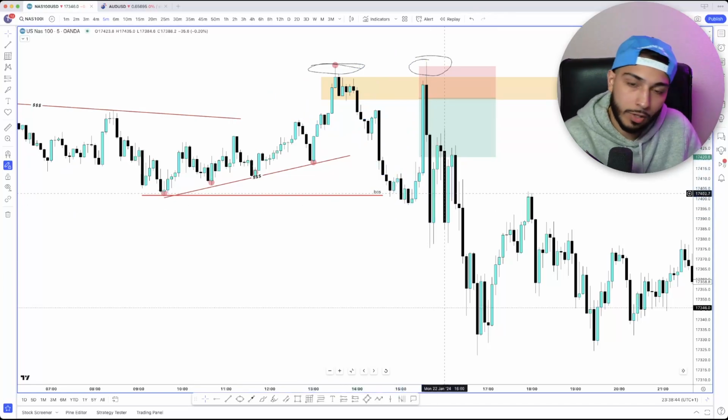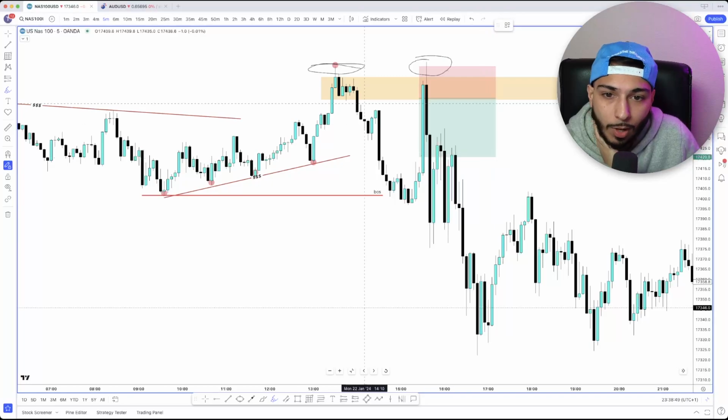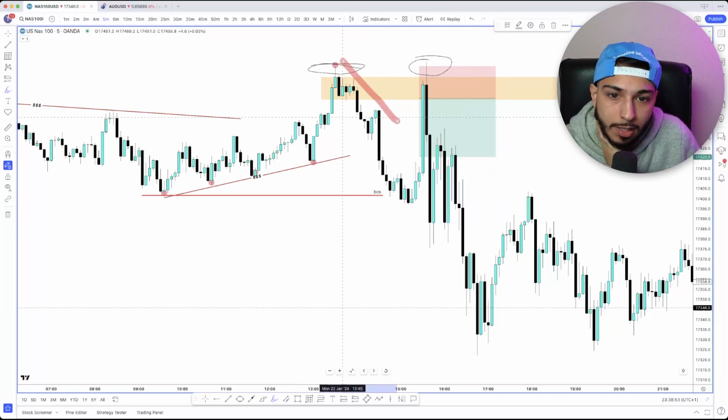Now, a better way to trade and understand these moves is very simple: being patient. And now what I can say is we have a buildup of liquidity up in here.